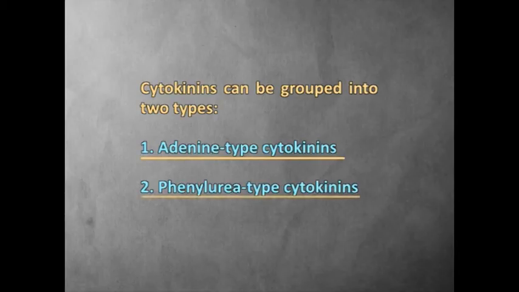Adenine type cytokinins are represented by kinetin, zeatin, and 6-benzylaminopurine. And they are mostly synthesized in roots, cambium, and other actively dividing tissues. Next, phenylurea type cytokinins include diphenylurea and thidiazuron, or TDZ in short, etc. And they have not been found in plants.